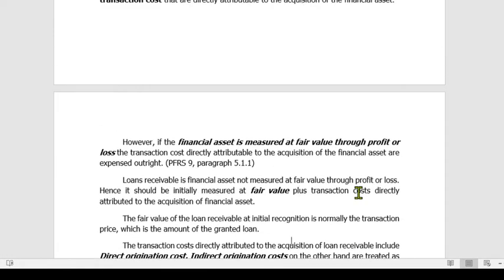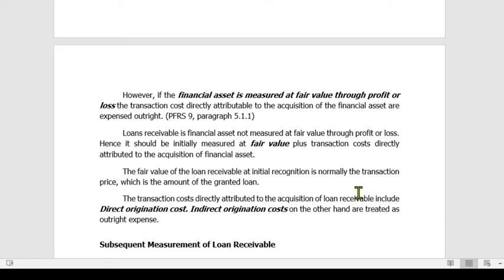Throughout the discussion, you will be encountering terms such as direct origination cost and indirect origination cost. So what does it mean? The transaction costs that are directly attributed to the acquisition of the loan receivable are direct origination costs. So all the expenses related to processing the loan receivable are direct origination costs, while the others are classified as indirect origination costs.